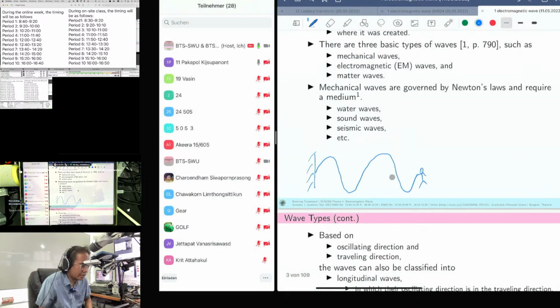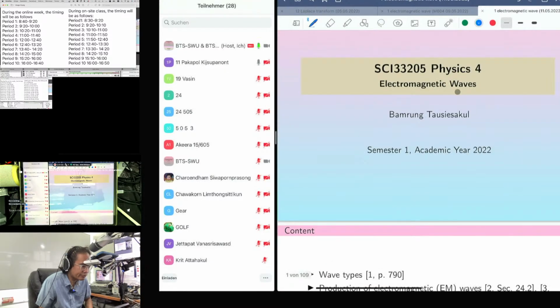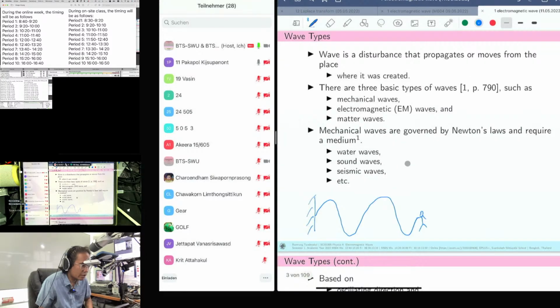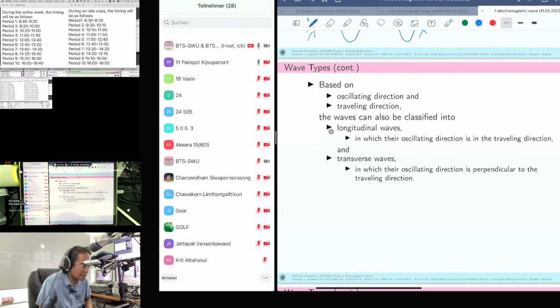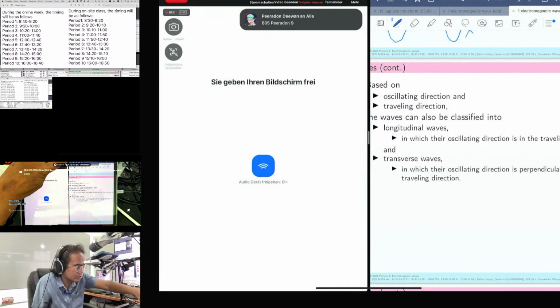And the electromagnetic wave, which is our interest here in this chapter, what do you think? Is it a longitudinal wave or a transverse wave? Let you predict.